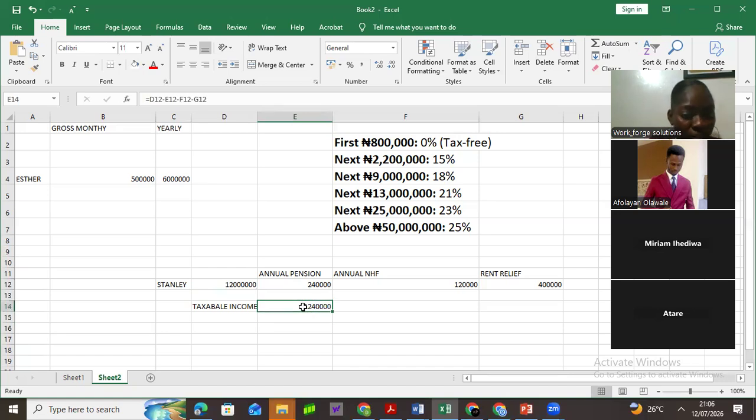Now that we have gotten this, the first 800,000 is what? Is tax-free, right? These are our figures we use. The first 800 is tax-free.